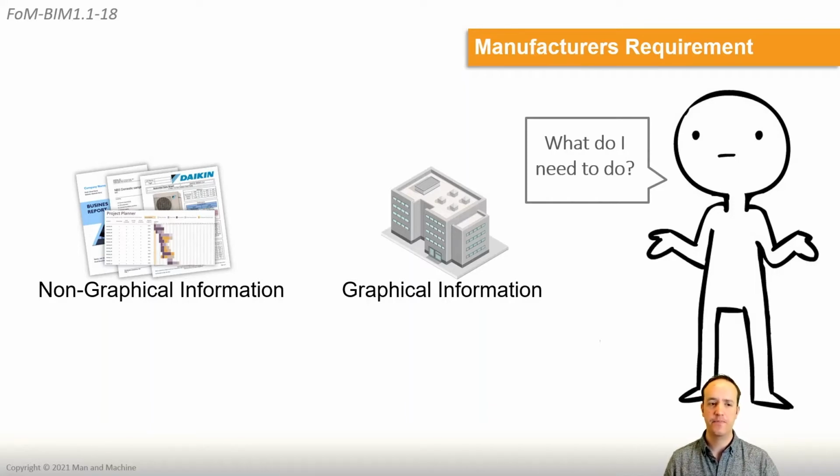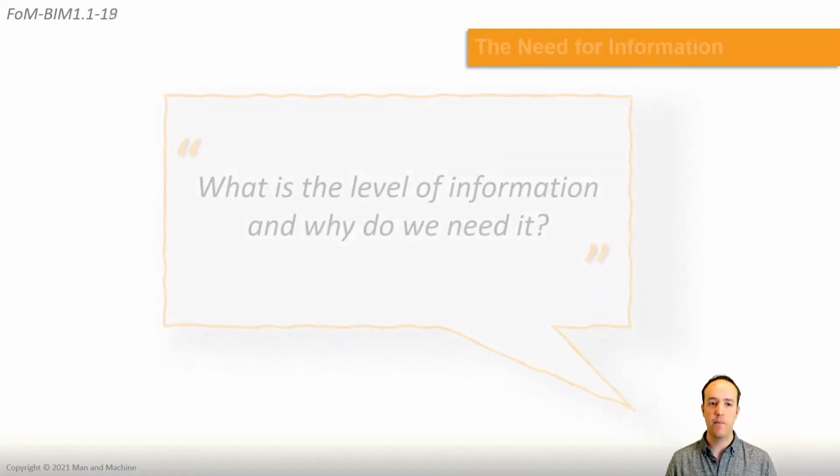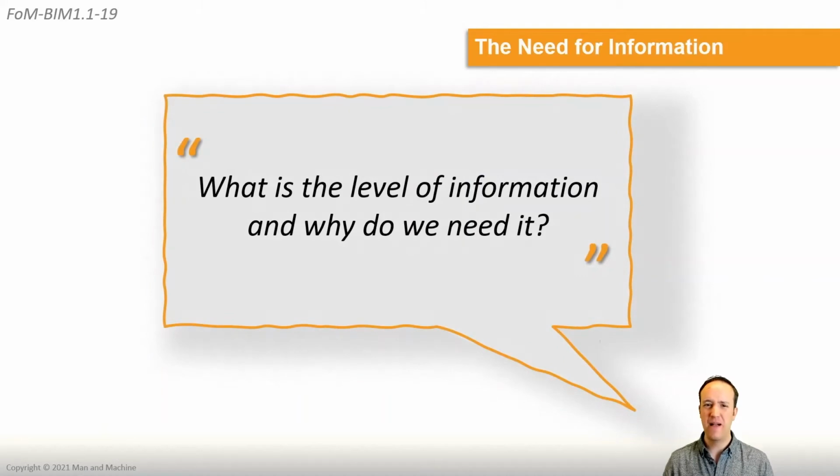So if we go back to this initial requirement of your model and your information, again, if I use the official terminology, alphanumeric, non-geometrical information and geometrical information, we have a model and some information. What do I need to do to produce that? How do I go about doing it? You keep talking about information. What's this level of information and why do I need it? And how do I define what that is for my particular product?